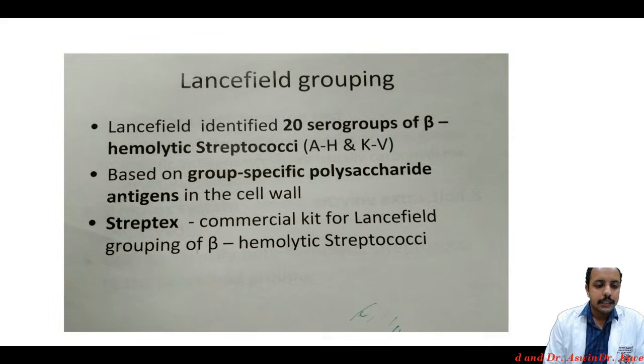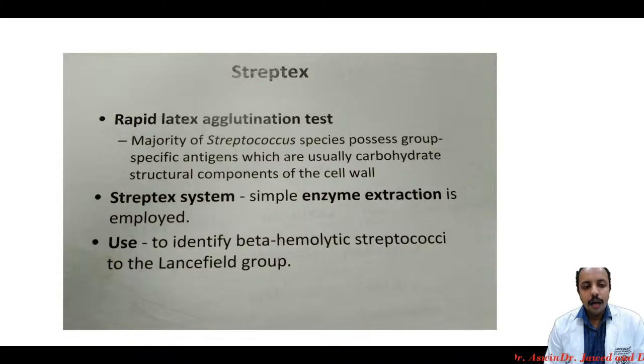This is about Lancefield grouping. Lancefield identified 20 serogroups of beta hemolytic Streptococci based on the C carbohydrate antigens in the cell wall, and they were grouped from A to V except I and J. Now Streptex is a commercial kit available for the grouping of beta hemolytic Streptococcus. Streptex is a rapid latex agglutination test, and a simple enzyme extraction method is employed in this test.